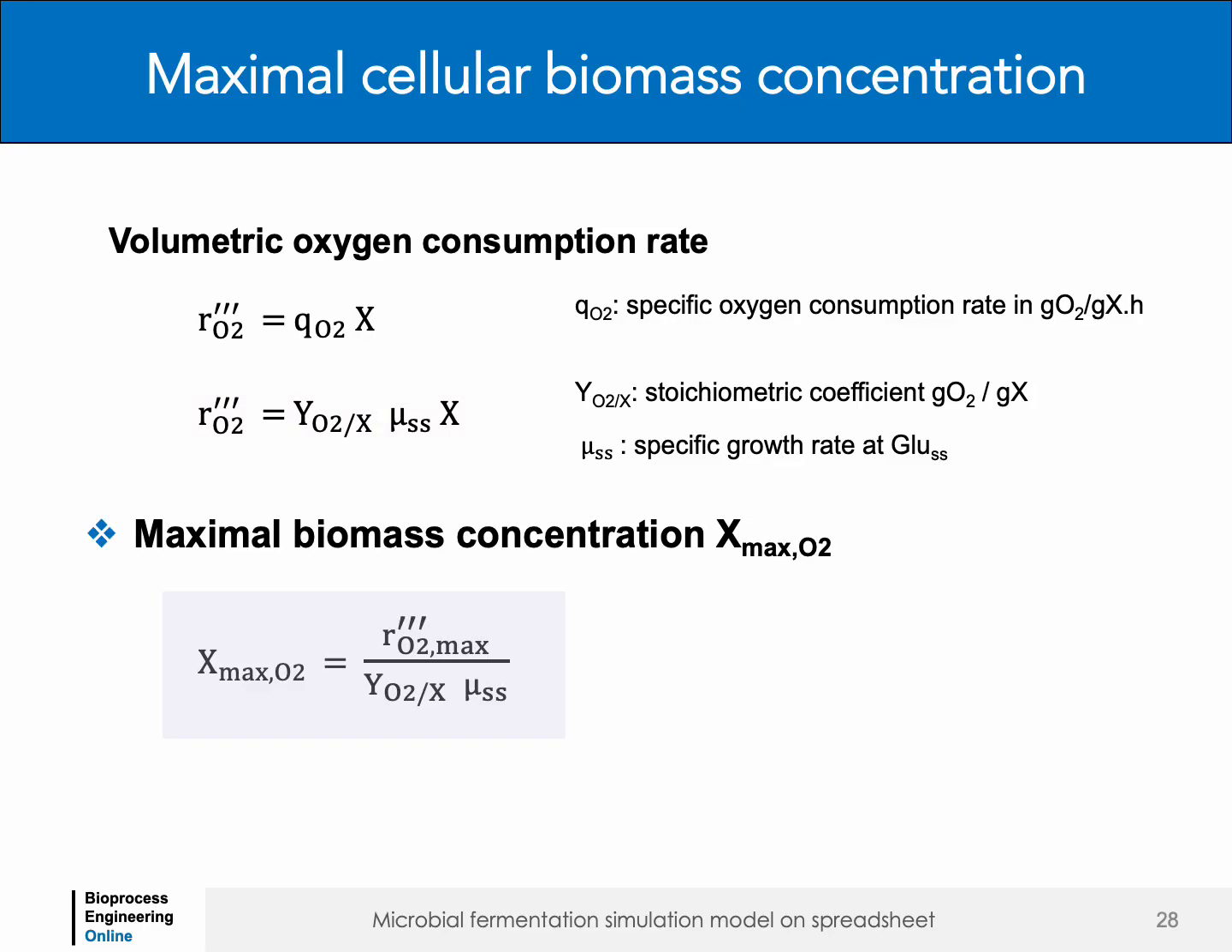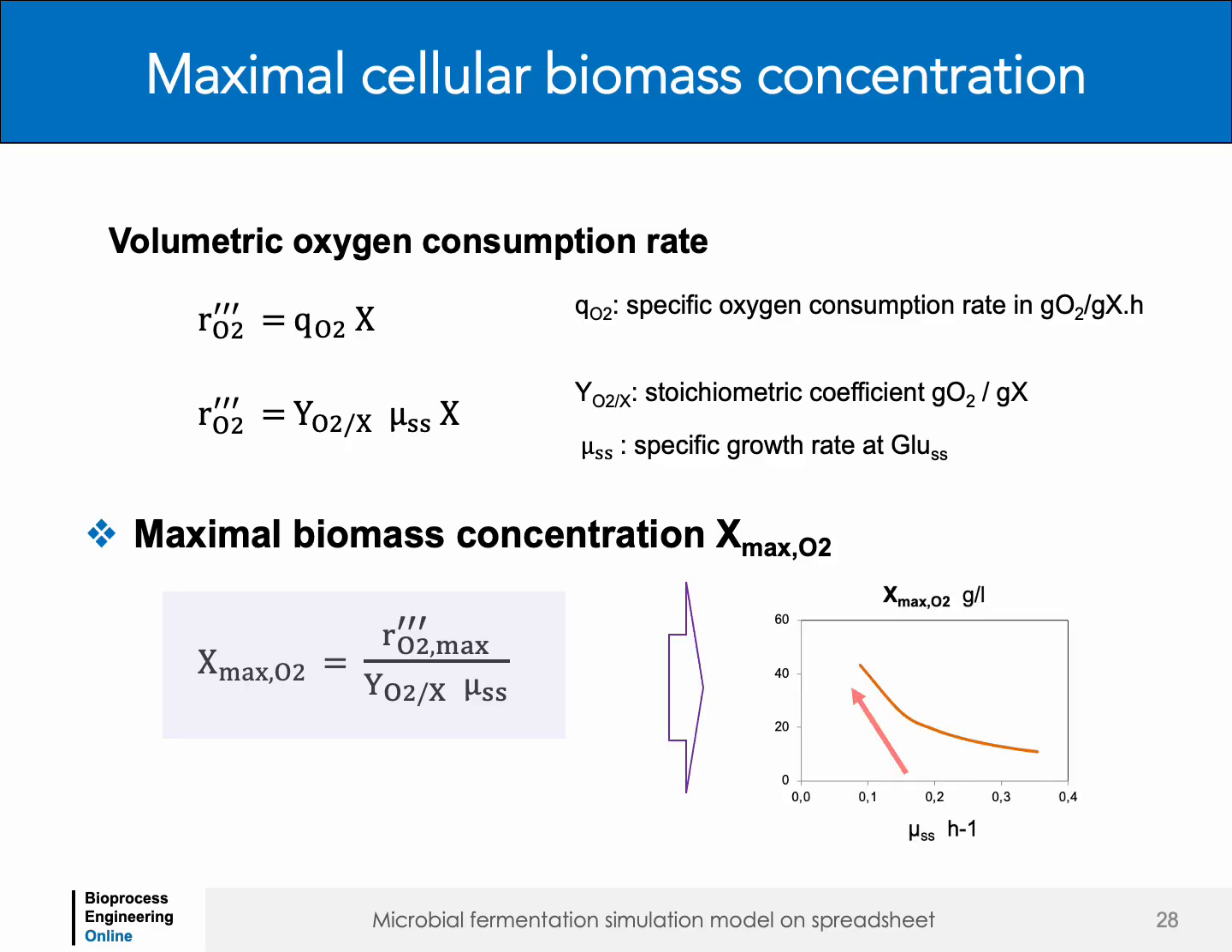Accordingly, the maximum biomass concentration allowed by oxygen transfer, X max O2, is calculated as X max O2 equals RO2 max divided by YO2/X times μSS. Thus, during fed batch fermentation, the maximum attainable biomass concentration can be increased by reducing the cellular growth rate.